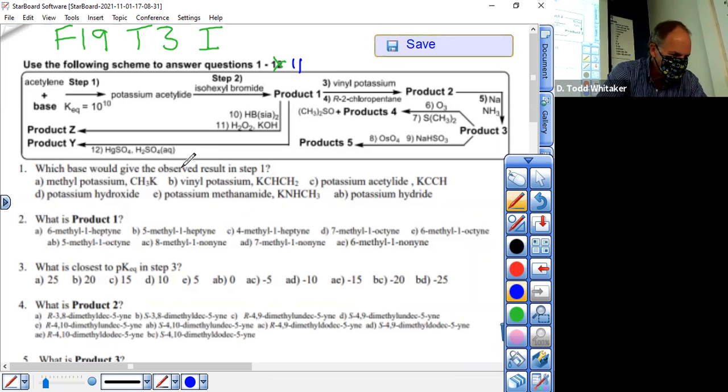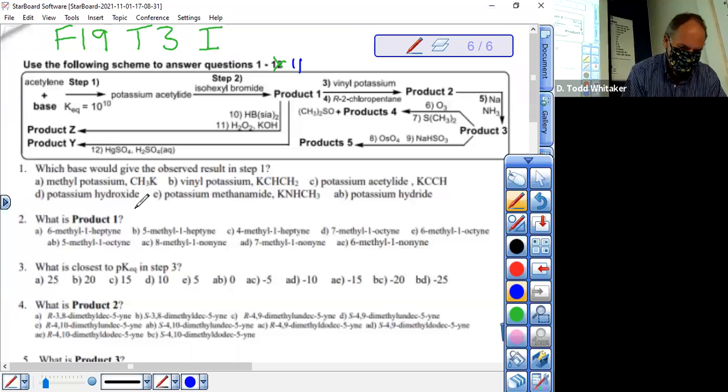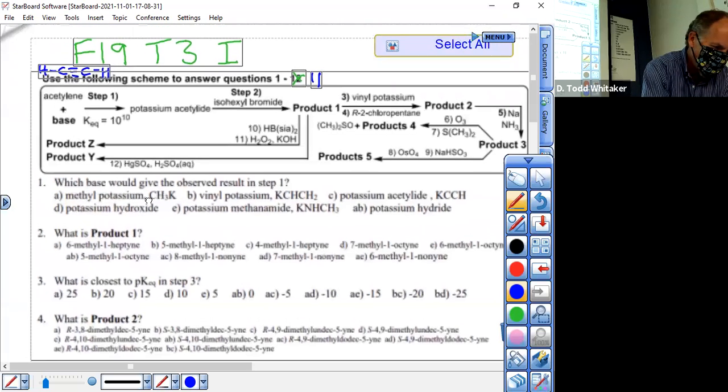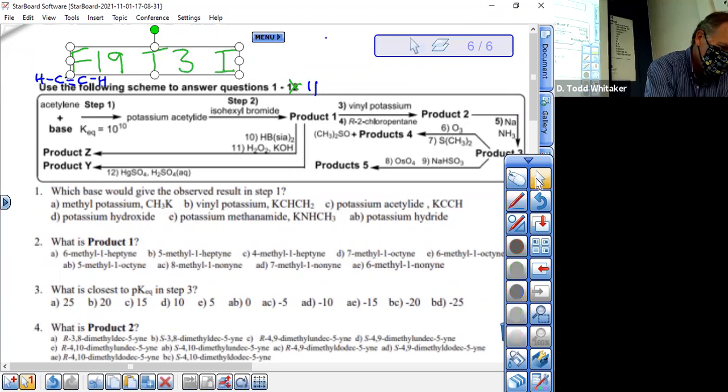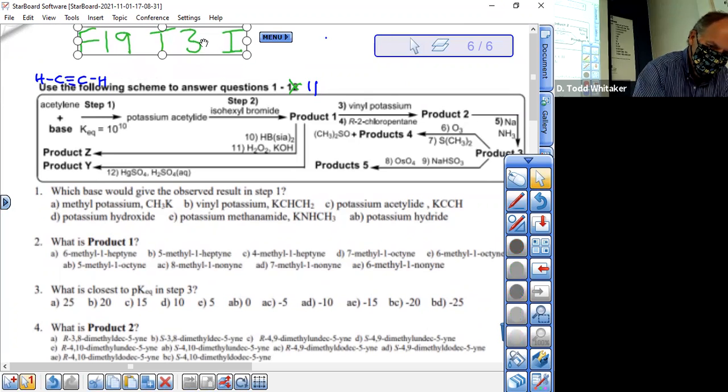Which base would give the observed result in step 1? So we're told the KEQ has to be 10 to the 10. Acetylene, if we don't know what acetylene is, this is going to be a very difficult test, like impossible. Acetylene is this molecule right here. It's also called F19, and its pKa is 25.